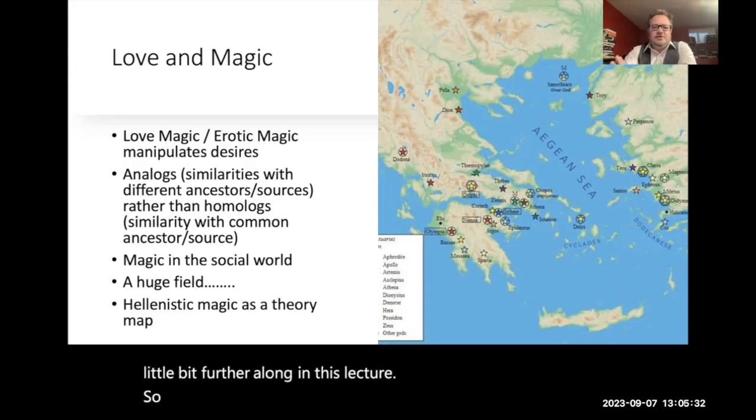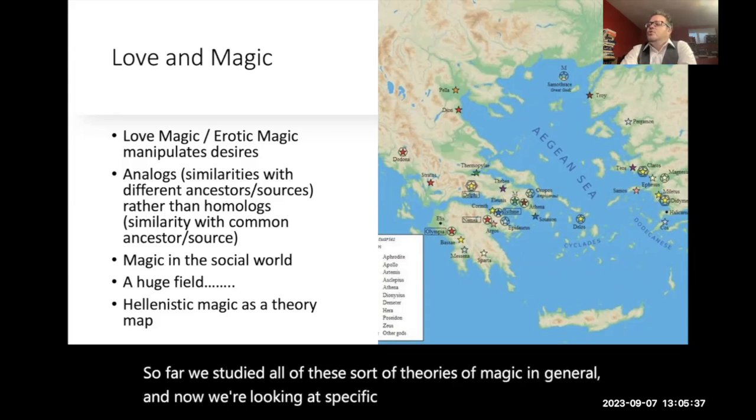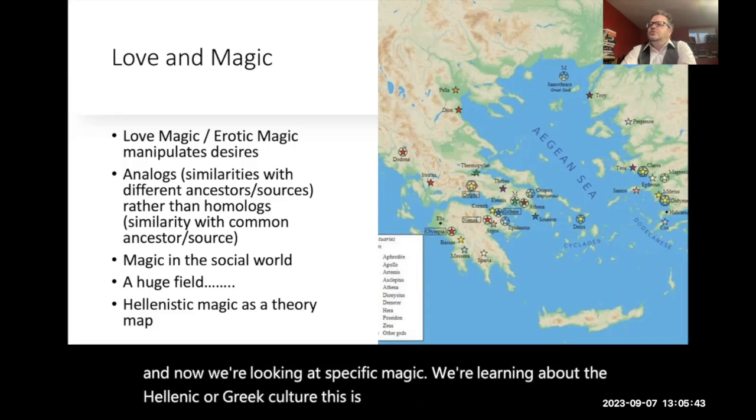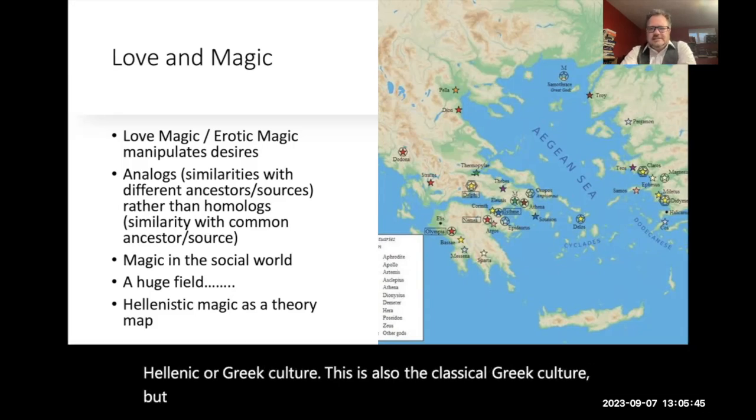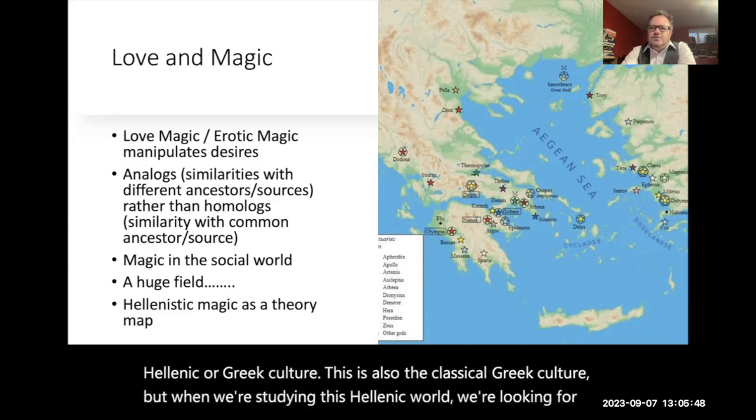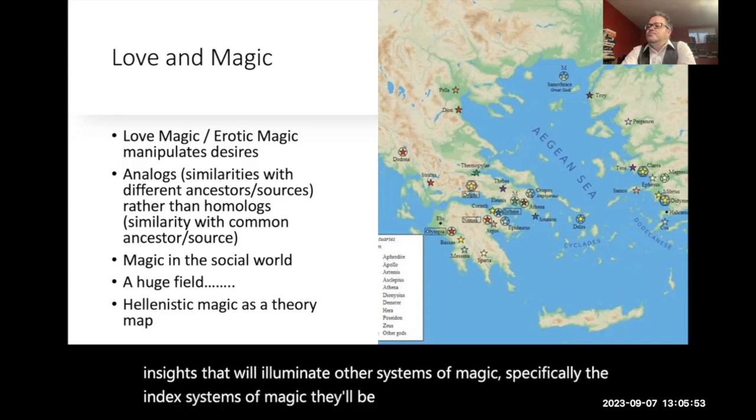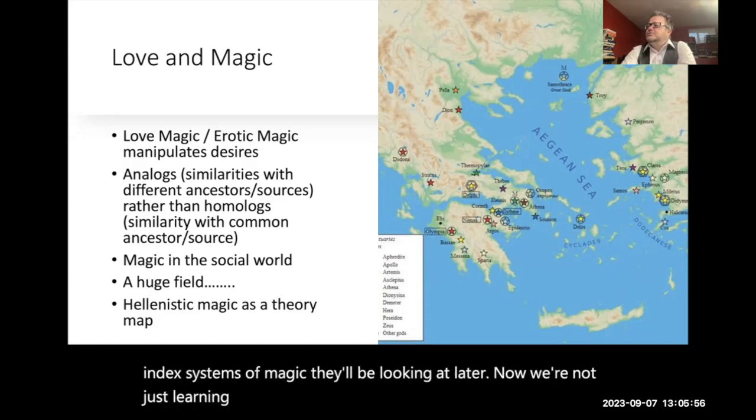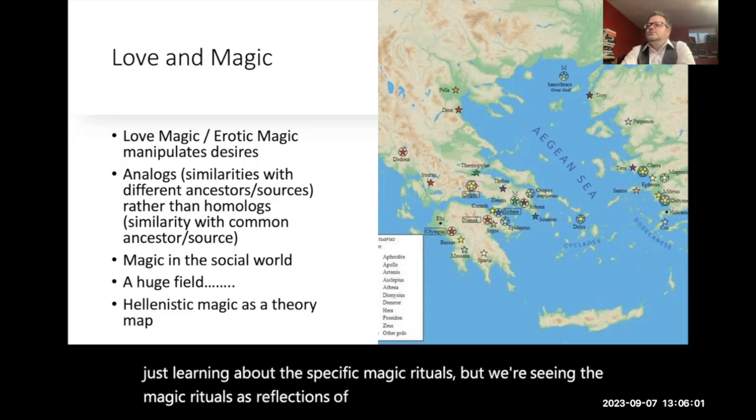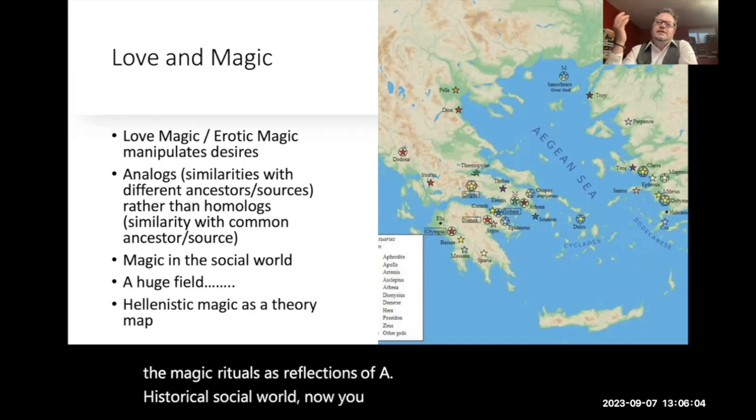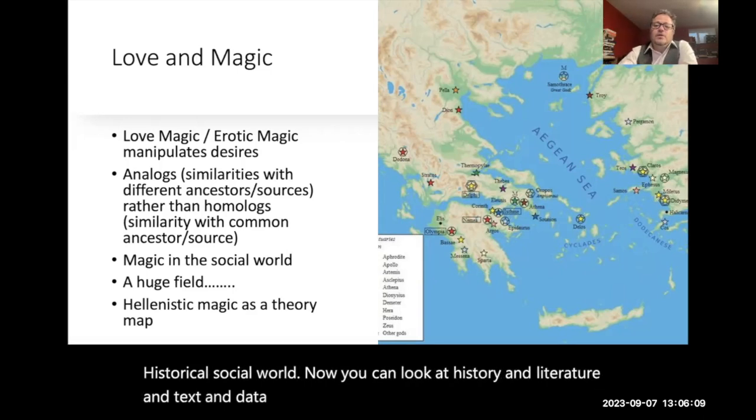So far we studied all of these theories of magic in general, and now we're looking at specific magic. We're learning about the Hellenic or Greek culture. This is also the classical Greek culture. But when we're studying this Hellenic world, we're looking for insights that will illuminate other systems of magic, specifically the Indic systems of magic that we'll be looking at later. Now, we're not just learning about the specific magic rituals, but we're seeing the magic rituals as reflections of a historical social world.